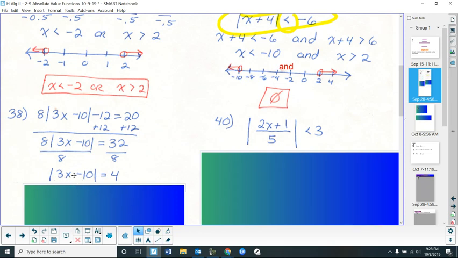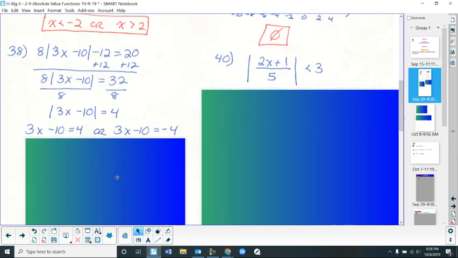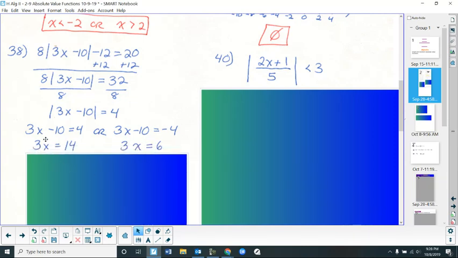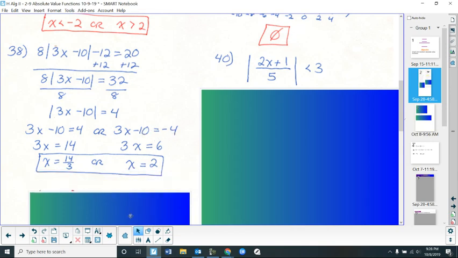Now what's inside here, 3x minus 10, is either equal to 4 or equal to negative 4, because this is an equation. So I added 10 and divided by 3. Added 10 and divided by 3. So there's my two answers.